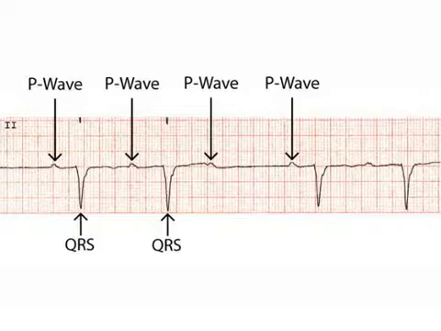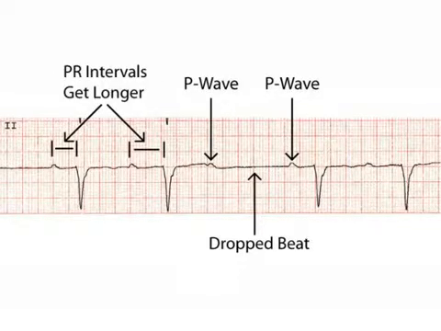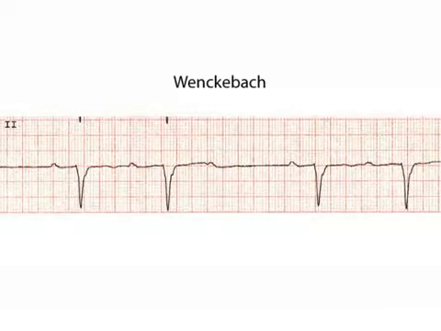And again, looking at the diagram, we've labeled the 2 P waves and the dropped beat, so you can see that clearly. The important thing to see here is the preceding PR intervals get longer before the dropped beat, and this is called a Winky block. This is a second degree type 1, and this is usually less serious than the Mobitz 2, which I showed earlier.